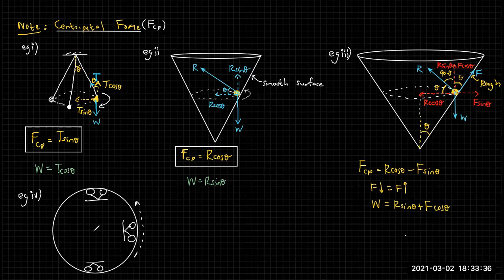All right, fine. Now tell me, what do you think is the centripetal force at this point? How many forces are acting on this object here? This is a vertical circular motion. What is the centripetal force acting on this object?